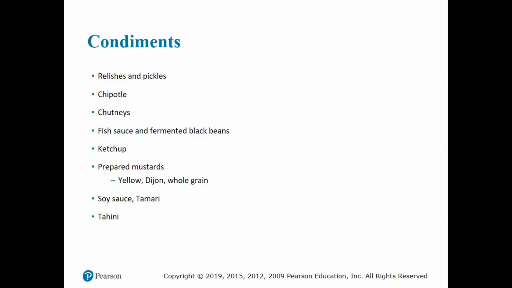Condiments, talked a little bit about some of those prepared items: relishes and pickles, chipotles, chutneys, fish sauce, fermented black beans, ketchups, mustards, soy sauce, tamari, tahini. All of these sauces and different condiments are great ways to add flavor to dishes as well. And they're, again, a pre-made, prepared type of item too.